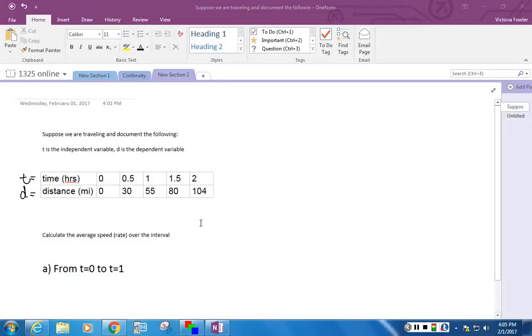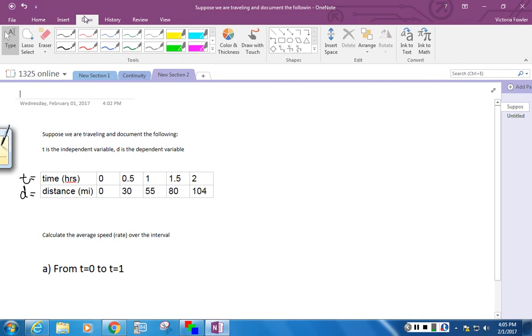Okay, let's talk about rates of change. So suppose that we're talking about traveling somewhere, and we've documented the following. We have this table that we've been given: time in hours, and then the distance that we traveled. So in 1 hour we've traveled 55 miles.